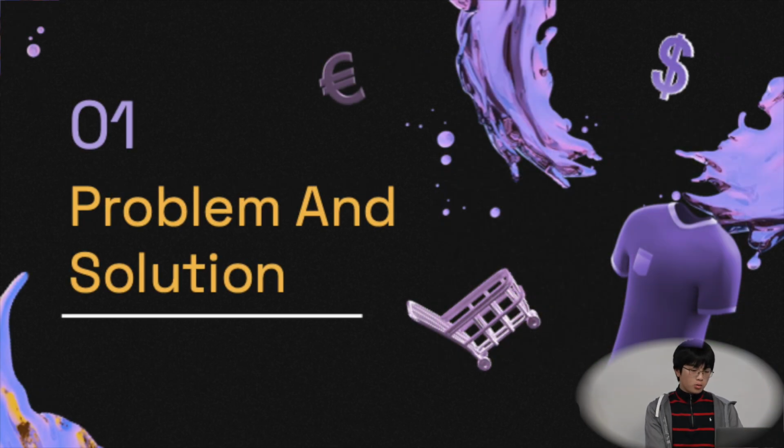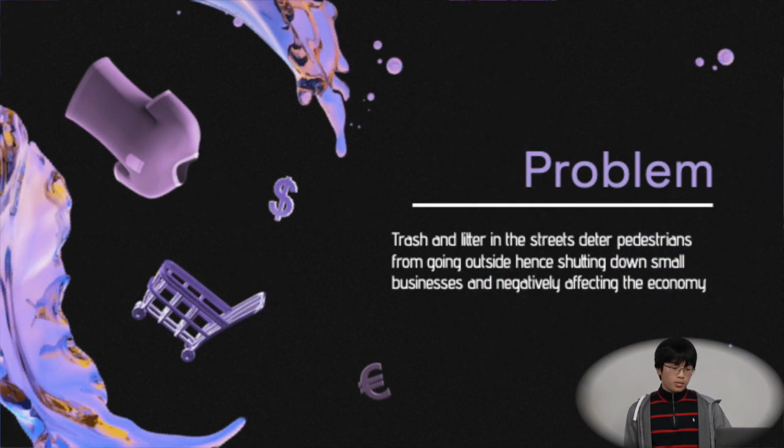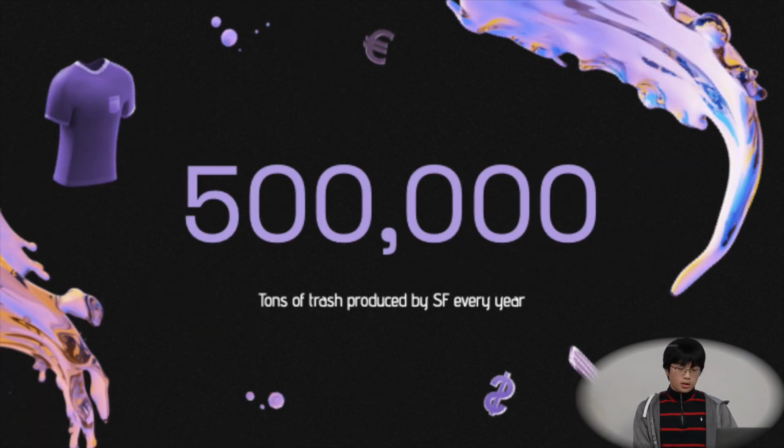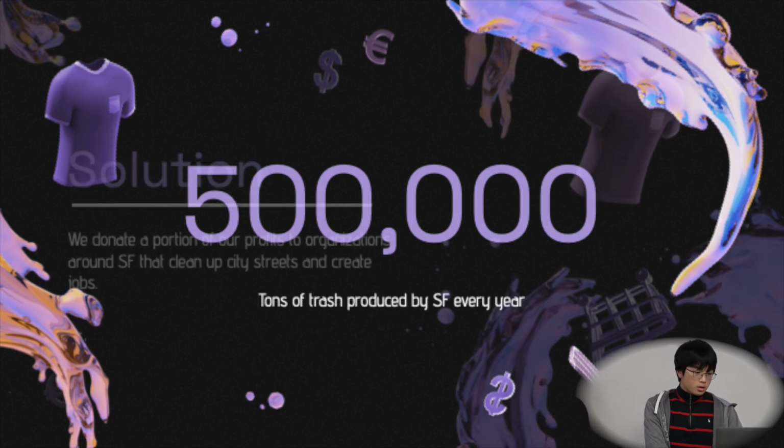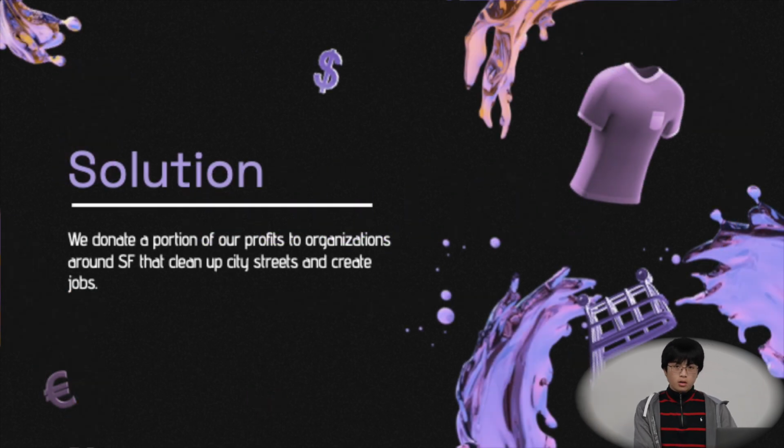The problem that we're trying to solve is that there's a bunch of trash and litter in SF and other cities as well, which can negatively affect businesses in those areas. For example, in SF there's 500,000 tons of trash produced in just 1 year. So our solution is to sell clothing and use our profits to fund these organizations to clean up SF.